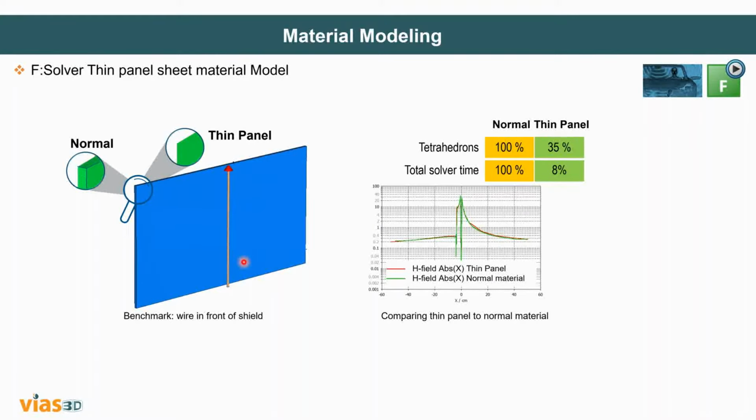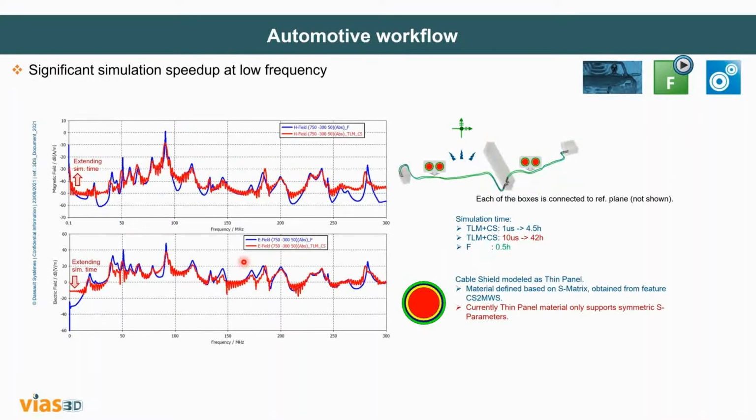Now, another workflow for this is more on the Cable Studio side. If you see, due to the addition of thin panel for frequency domain solver, it becomes possible to simulate a structure with shielded cables at low frequency within a reasonable time using a frequency domain solver and thin panels. This example shows the significant speed up which can be expected for radiated emission simulation at low frequency.